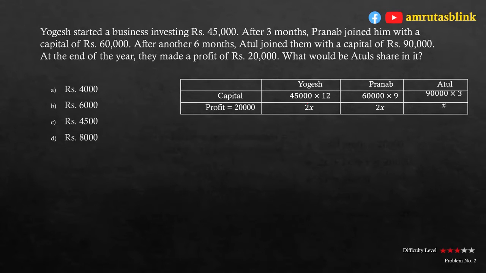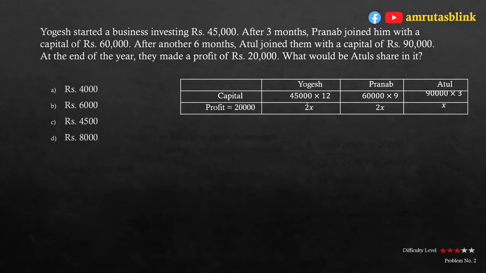In the initial 3 months there was a capital of only Yogesh. After 3 months Pranav had joined, and after another 6 months. So, once Pranav had joined, let us suppose the business was started in the month of January, then for Jan, Feb, March there was capital of only Yogesh. So, if we are calculating the profit distribution at 31st of December, that is at the end of the year, Yogesh's capital was going to be used from January to December, that is for complete 12 months.